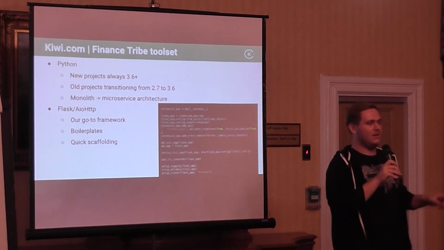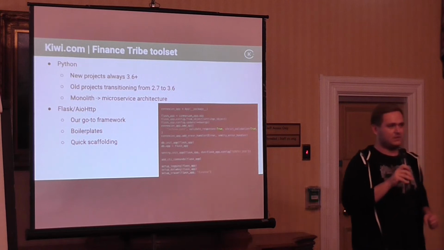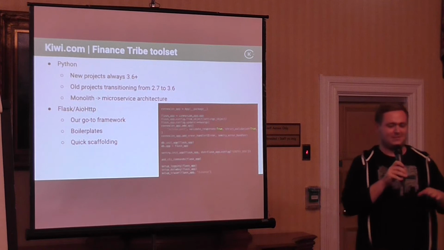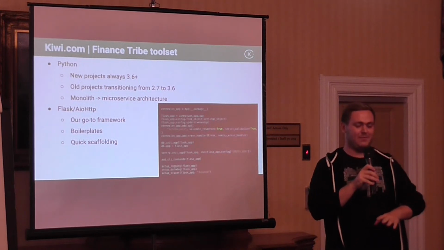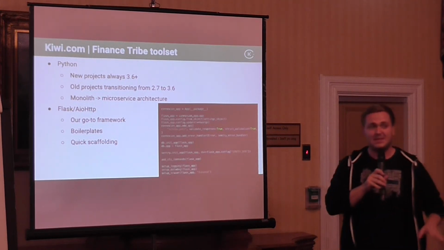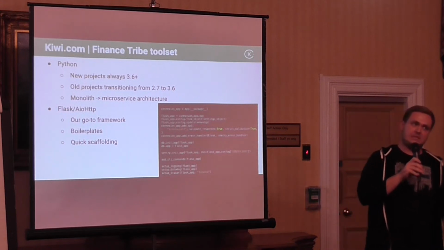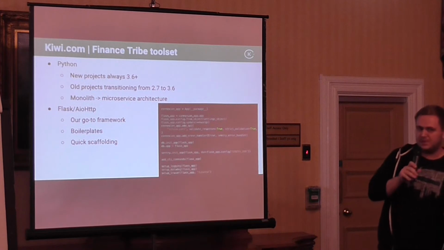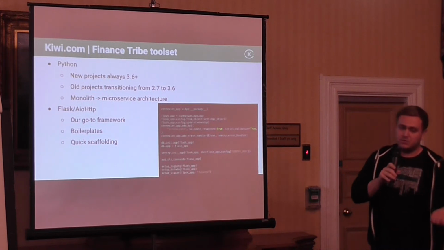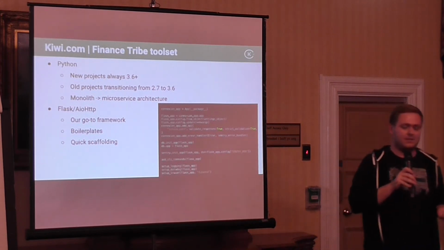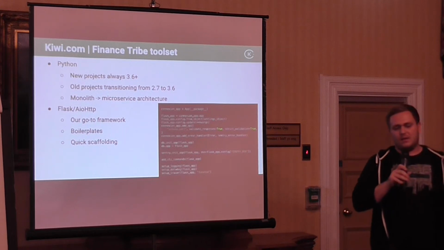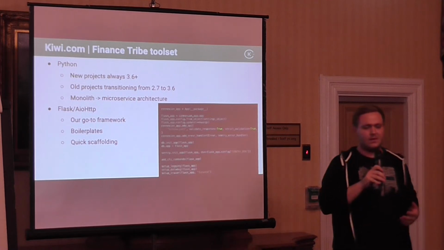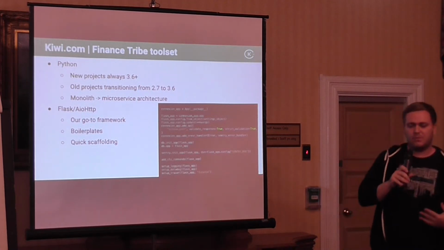And we are breaking monolith to microservice architecture, or let's say multiple monolithic microservice architecture. There's a combination of everything, depending on the team and on how they decide to do it. With Flask or IO HTTP, that's our go-to frameworks that we use. We have boilerplates, we have scaffolding for them, and it's really easy to set up for us.